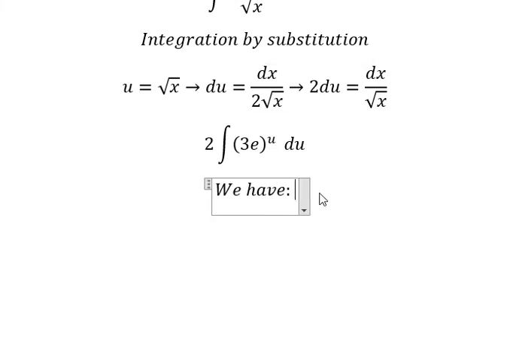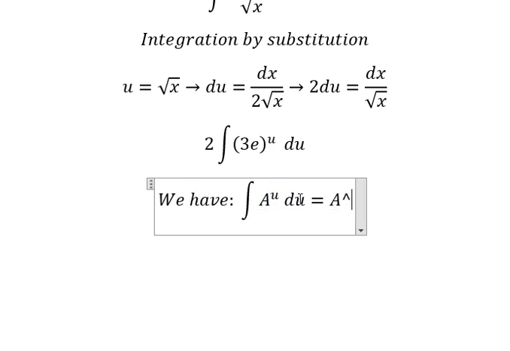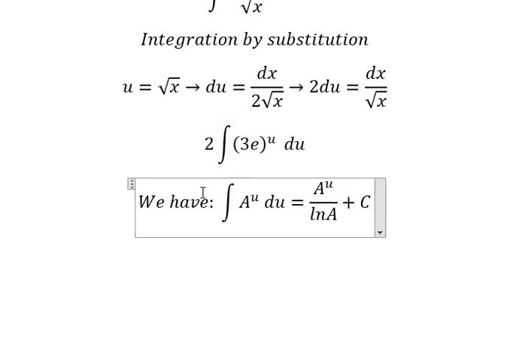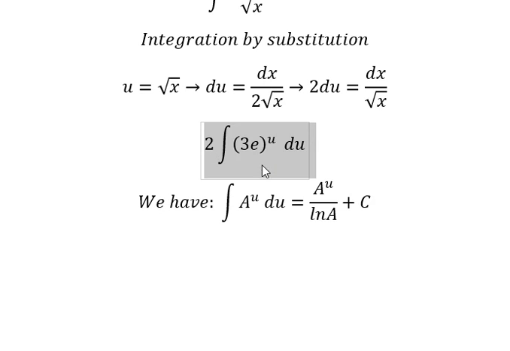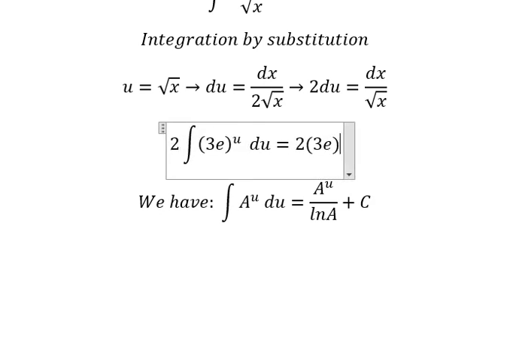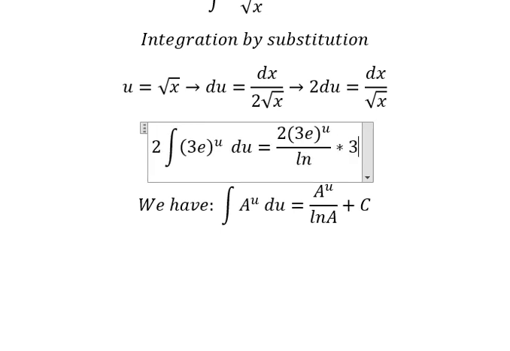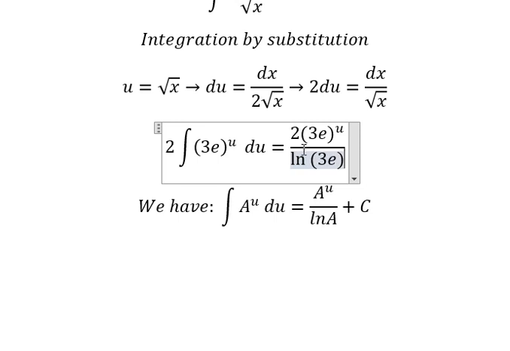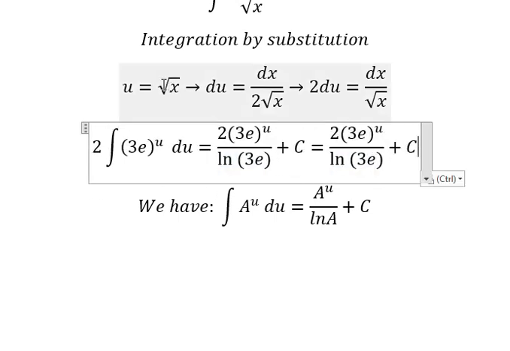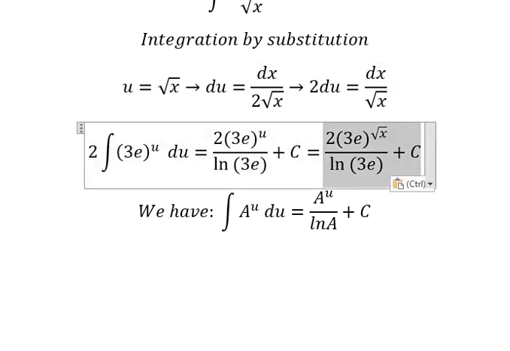The integration of a to the power of u du, we will have a to the power of u over ln a, and we add c. Now we can apply the same formula in here. About u, that is the square root of x. And this is the final answer.